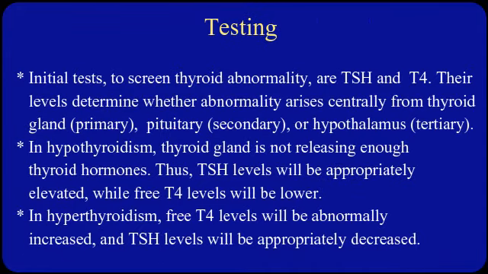Now, let us check which laboratory tests are used to screen for abnormality of the thyroid gland and the thyroid hormones. Initial tests to screen for thyroid abnormality are TSH and T4. Their levels determine whether the abnormality arises from the thyroid gland as a primary problem, the pituitary gland as a secondary problem, or the hypothalamus as a tertiary problem.